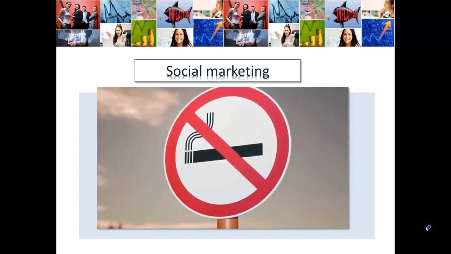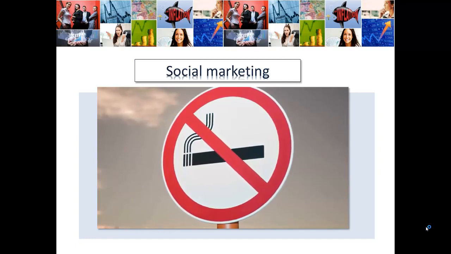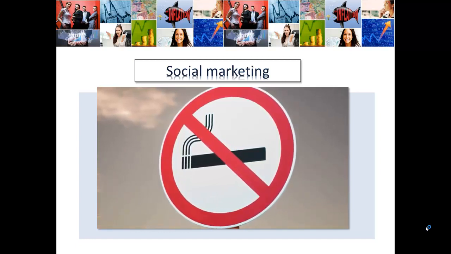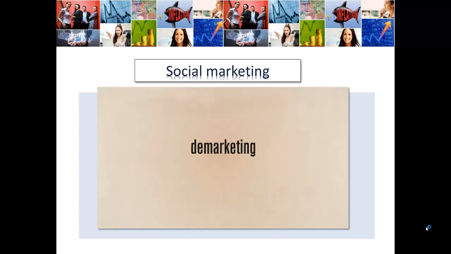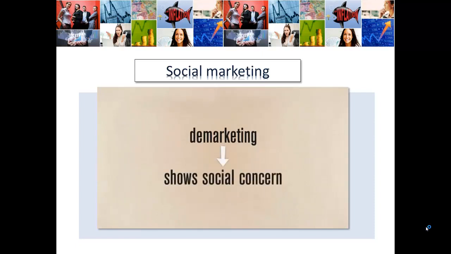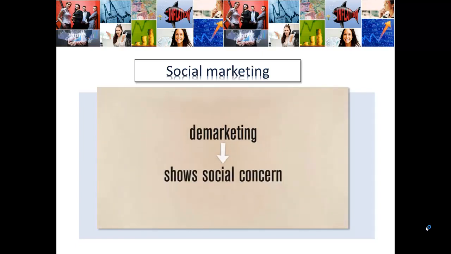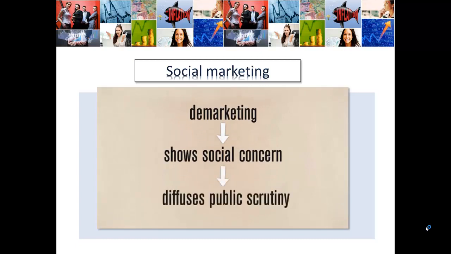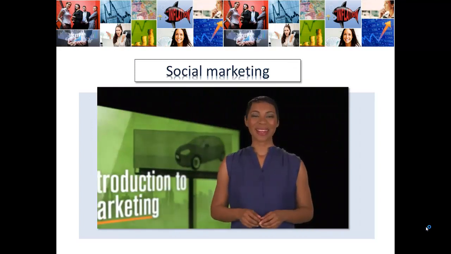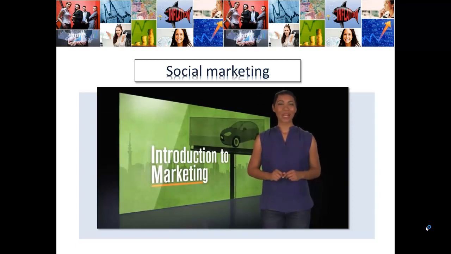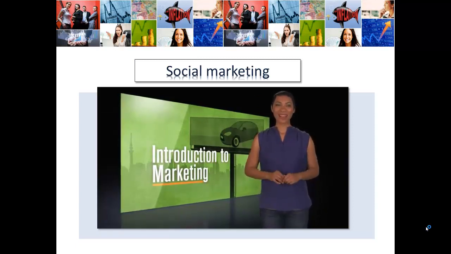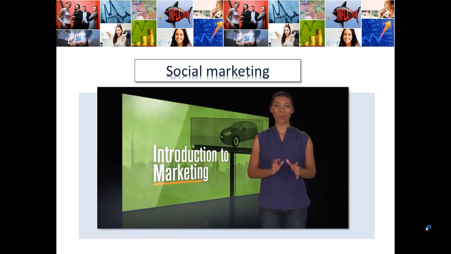In effect, the company is asking its own target market to buy less of its products or to stop buying them altogether. Demarketing for potentially harmful products, such as cigarettes and alcohol, demonstrates social concern on the part of the company and can help diffuse public scrutiny of its products and practices. Societal marketing and demarketing are two sides of the same coin. In a society where consumers are well informed, these kinds of marketing strategies can make or break a company.